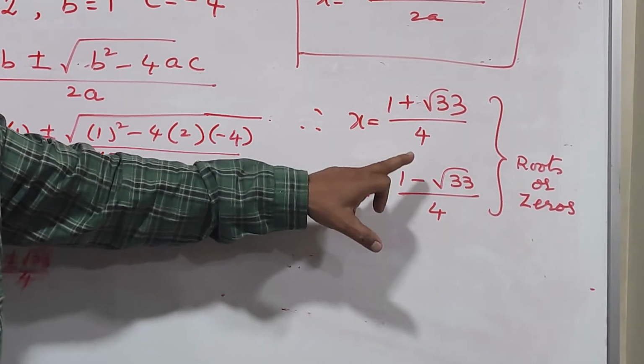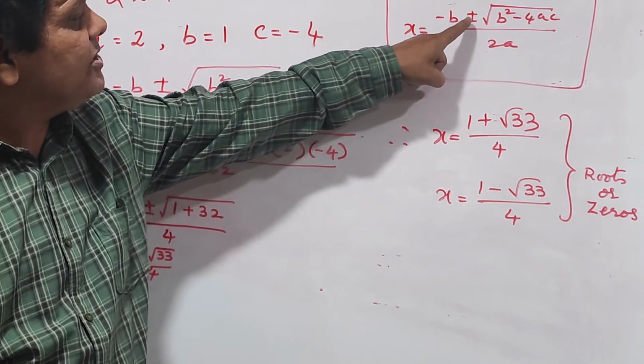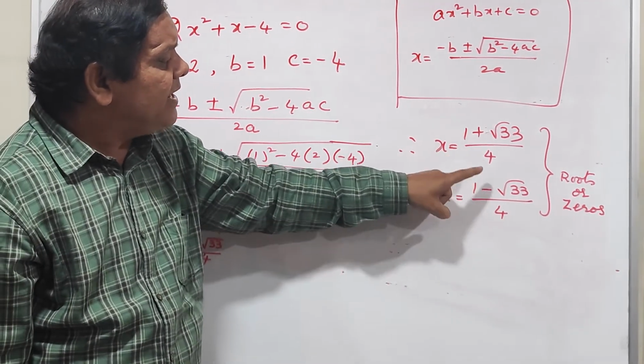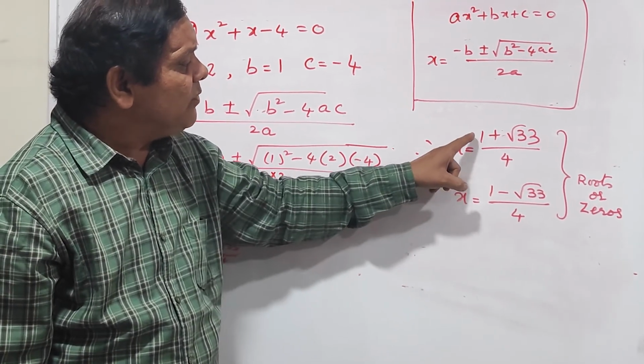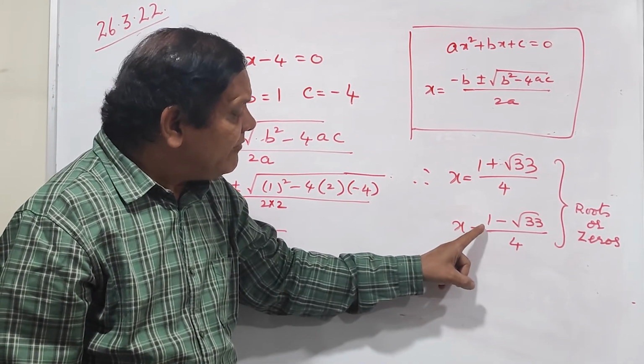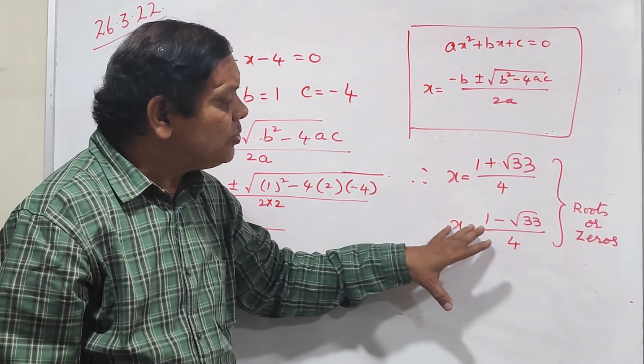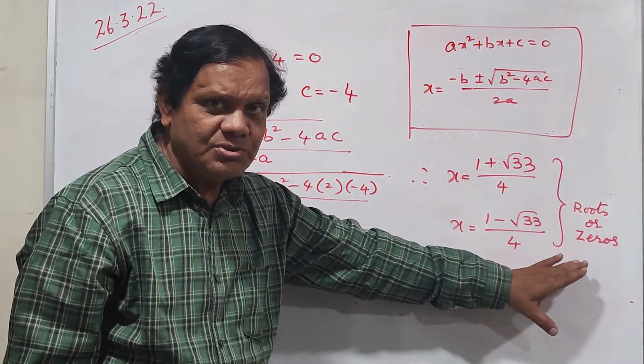One with a plus sign and one with a minus sign. That is shown here, plus or minus. Here you can see plus or minus. So one with plus and one with minus. So x is equal to minus 1 plus under root 33 by 4, and minus 1 minus under root 33 by 4. These are the two roots and they are also called zeros.